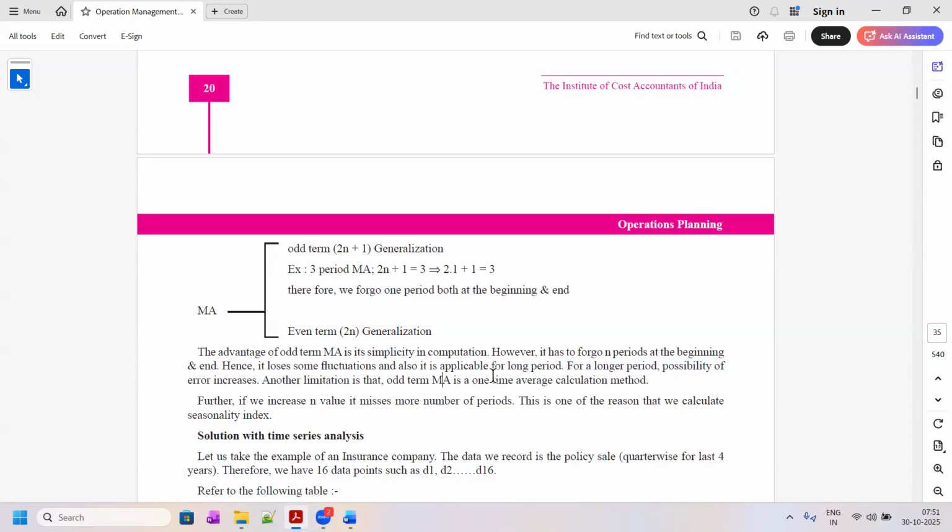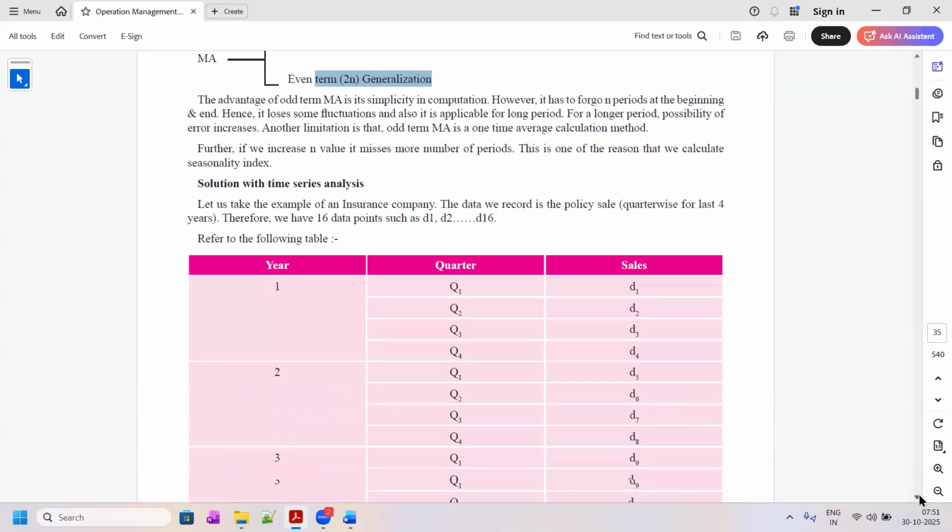Basically, whenever you find the moving average, it can be an odd term or an even term. Odd term, like imagine your data is 2n plus 1. Or it can be an even term, maybe 2n. We'll do numericals, and based on this, we'll get more idea about this.